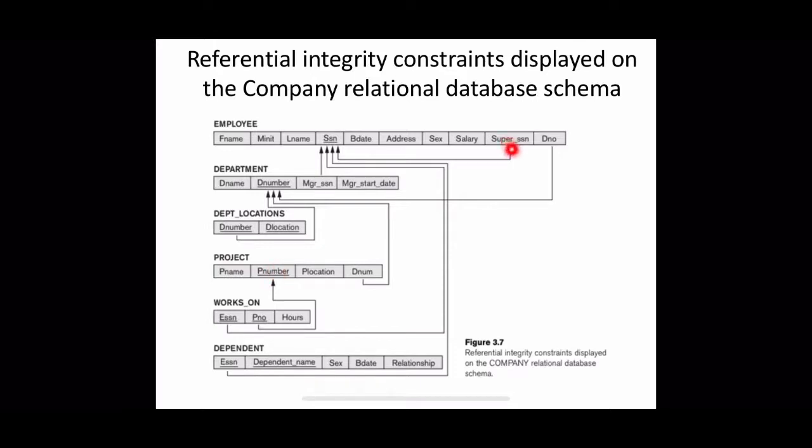Sometimes the referencing and referenced relation can be the same. In the case of employee, the super SSN refers to its own primary key SSN. So super SSN is a foreign key, whereas SSN is the primary key for employee. Like that, all the primary keys and foreign keys, the referential integrity constraints, can be represented.